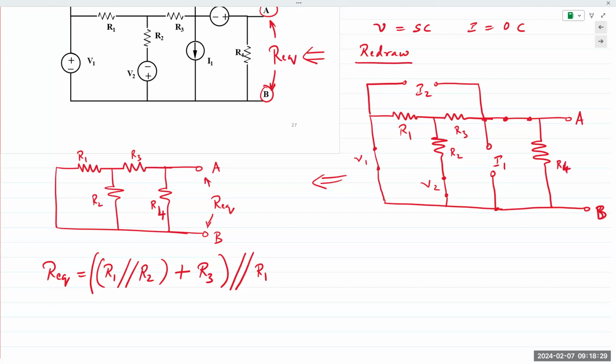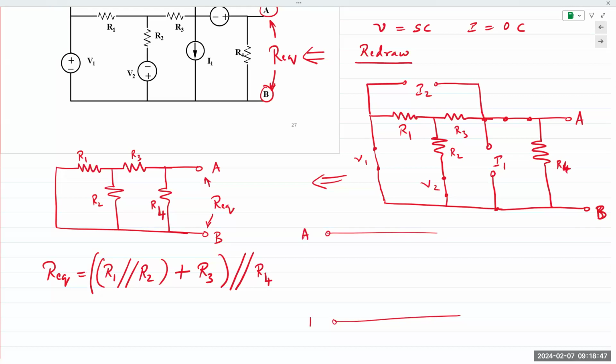Oh, yeah, it is R4. R4, R4. Thank you. R1 parallel R2 plus R3, all in parallel with R4. You can apply the other technique which I had shown in class.